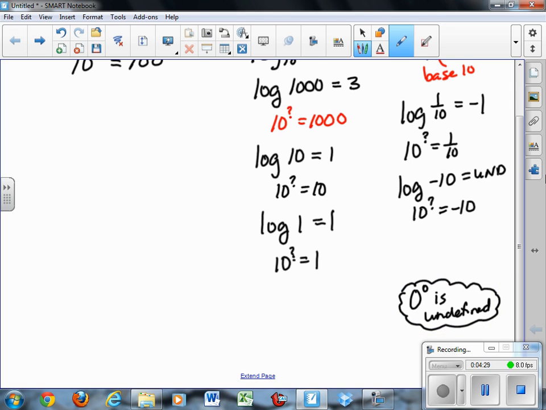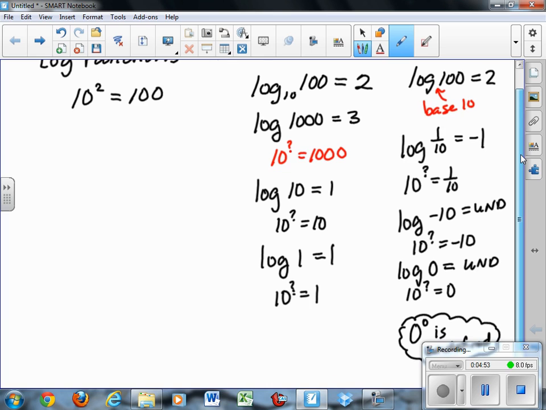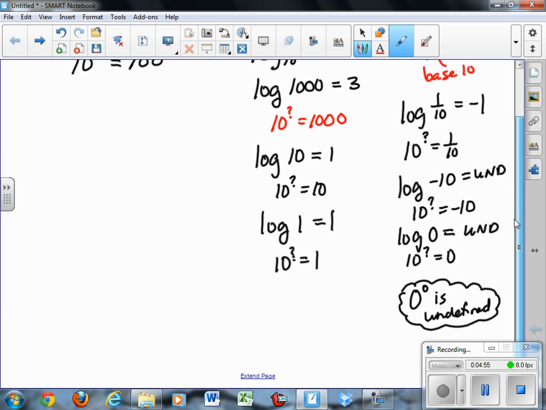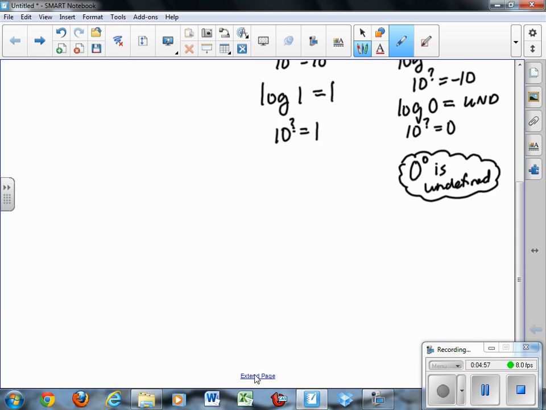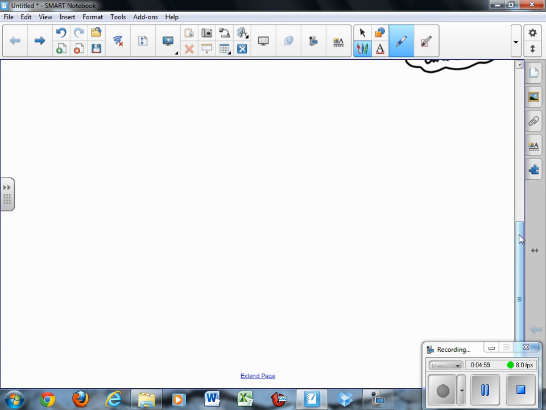Log of 0 equals, well, I'm saying 10 to what power equals 0? Is there any exponent that I can put on 10 to get 0? No, there isn't. That's also undefined. Okay, so I can take the log of a fractional number, a number less than 1, but I cannot take the log of a negative number, cannot take the log of 0. Okay, so this is all log base 10. Now let's take a look at the other commonly used log. And actually this is called the common log, log base 10.